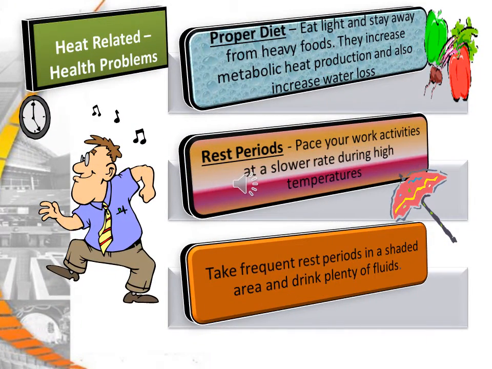How do we deal with heat-related health problems? Well, proper diet: eating light and staying away from heavy foods, as they increase the metabolic heat production and also increase water loss. Rest periods, of course: pacing your work activities at a slower rate during high temperature times, taking frequent rest periods to a shaded area and drinking plenty of fluids.